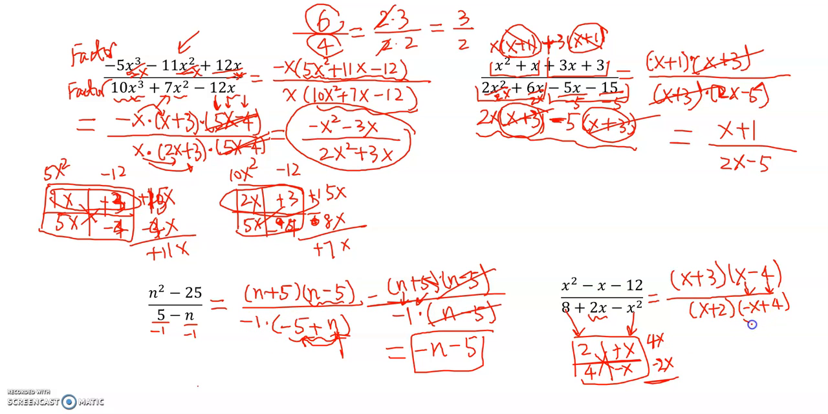We can factor out a negative 1 from negative x plus 4. So let's keep everything else. Keep x plus 4 times x minus 4 in the numerator. We keep x plus 2 there. But negative x plus 4, I will factor out a negative 1. So it's negative 1 times, and now you can divide.